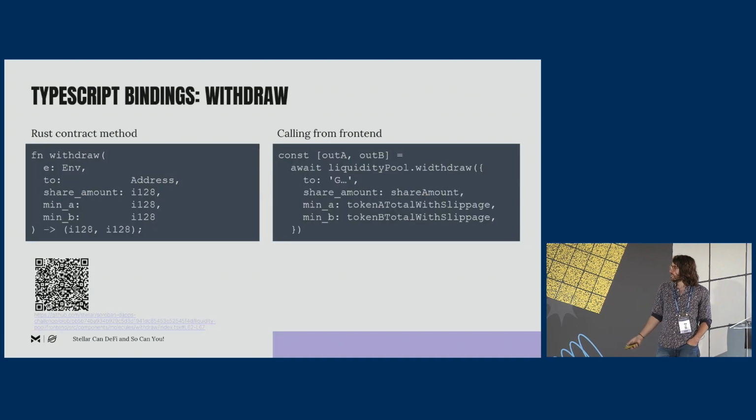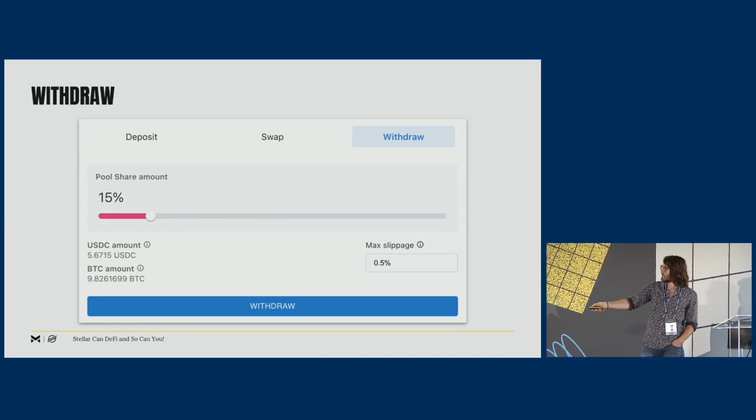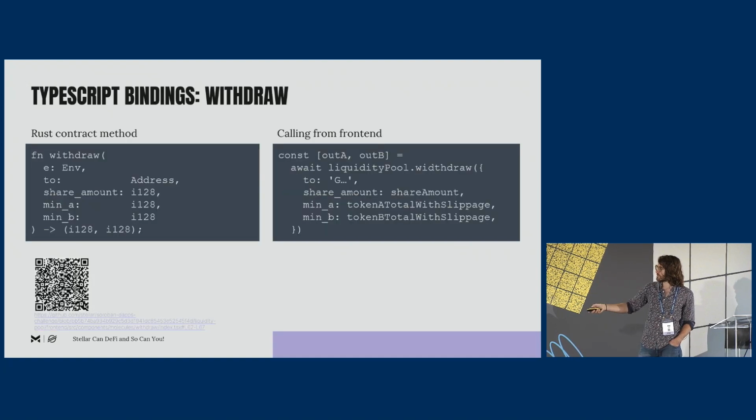Moving on to withdrawing. This is another one. We're just saying, I want to withdraw 15% of what I have in there. And then we do a bunch of math to turn that into these 4 different things. You're saying how much you want to withdraw, and you're saying at a minimum, I want to receive these amounts. Those are calculated, again, from the slippage. This one has a return value. This is how Rust does return values. And so here you can see that we are saying const outA and outB equals await that withdraw. So we'll await for it to be finalized on chain and then return it to you.